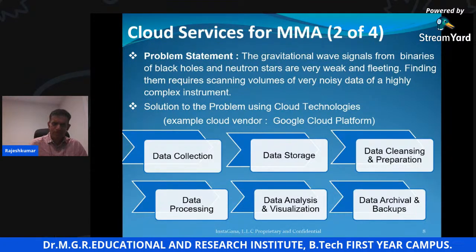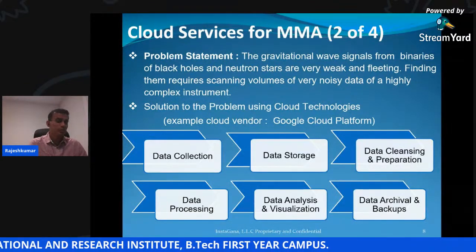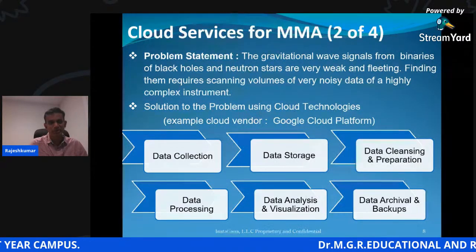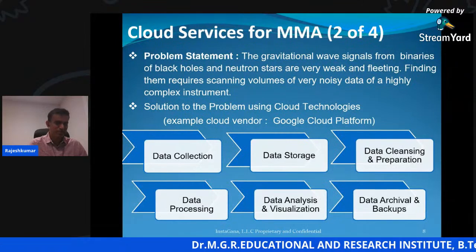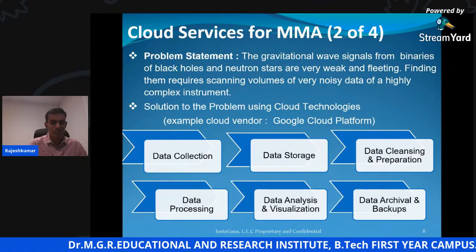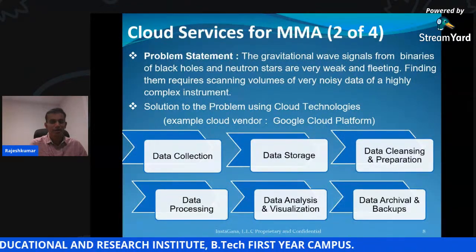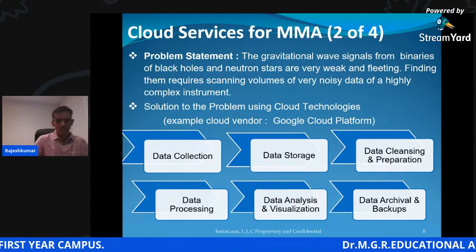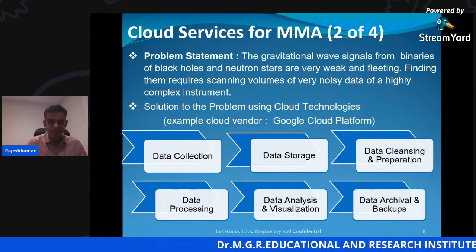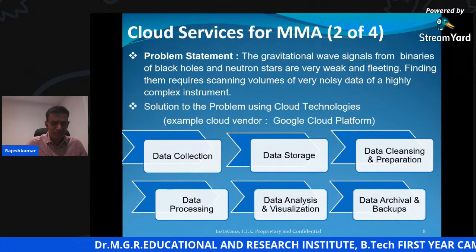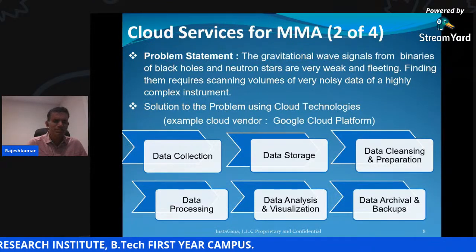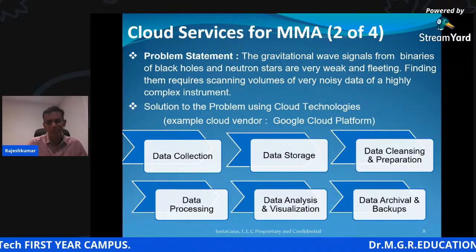And the solution to the problem, how we are addressing this using cloud technologies, is what we are going to look at here. For example, we use our cloud vendor as Google Cloud Platform. We are going to see how Google Cloud Platform, with its services, tries to address this challenge. The first phase is data collection. There are millions of signals coming in from space.